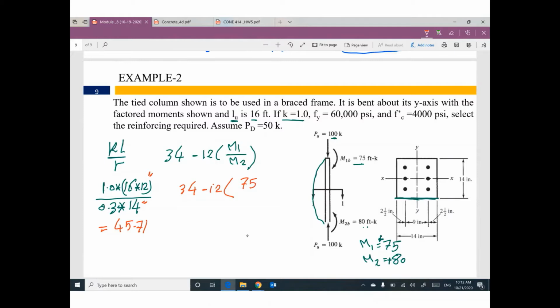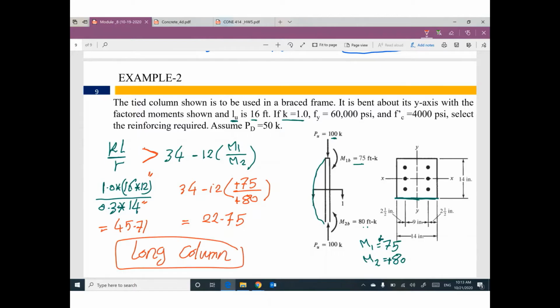divided by M2, 80. This one is positive, and this one is positive. Make sure you are putting the right sign, because the sign will change everything. So this value will be 22.75. So this term is greater than this term. So you are talking about a long column.